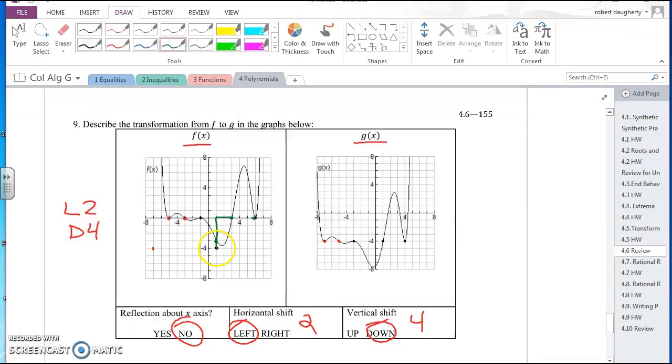down 4. I picked it wrong. So, wait, did I do that right? Yeah, because if you look at it here, it's 1, 2, 3, 4. So yeah, left 2, down 4 was the translation that happened, and no reflection here.